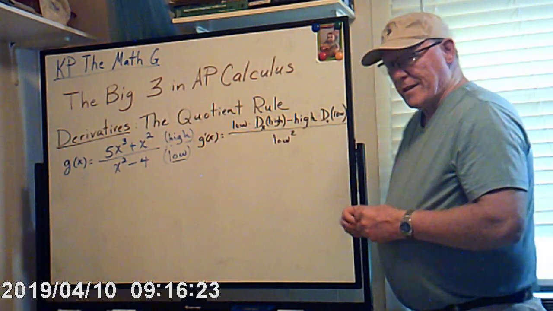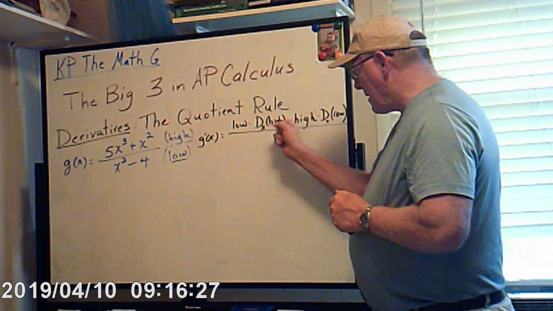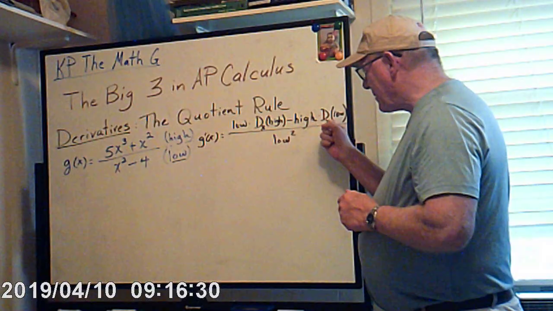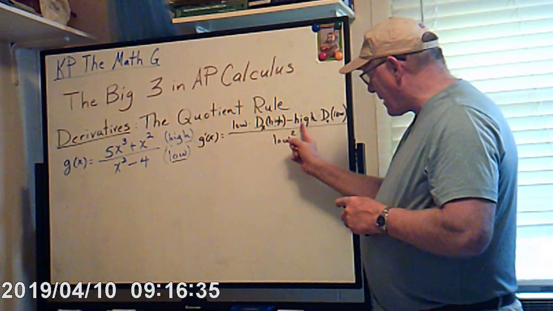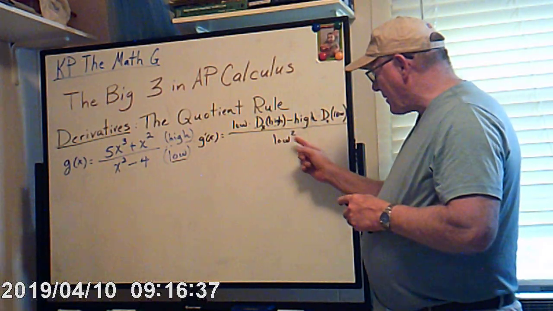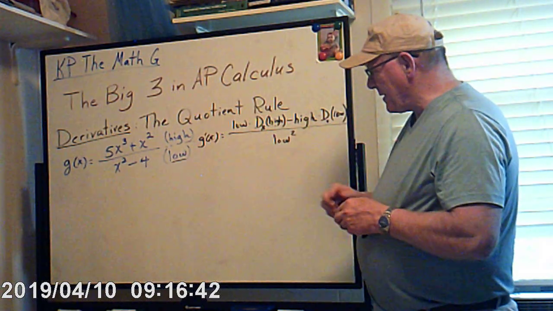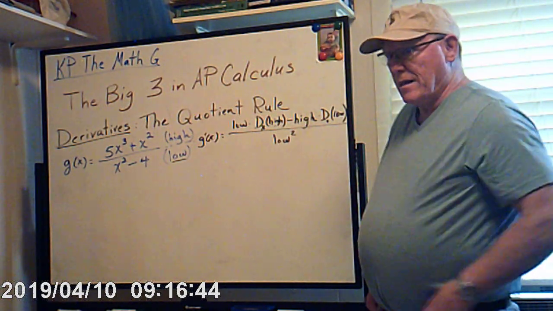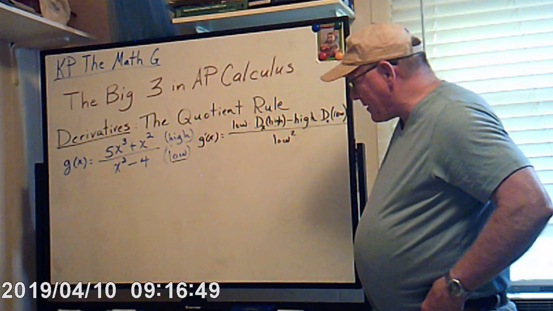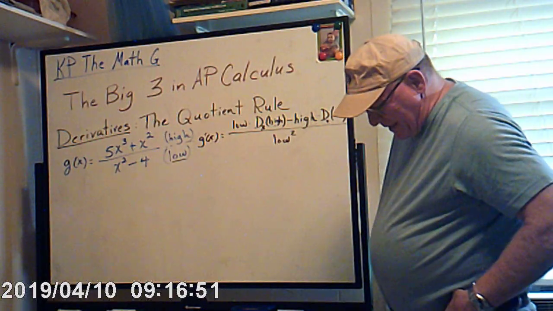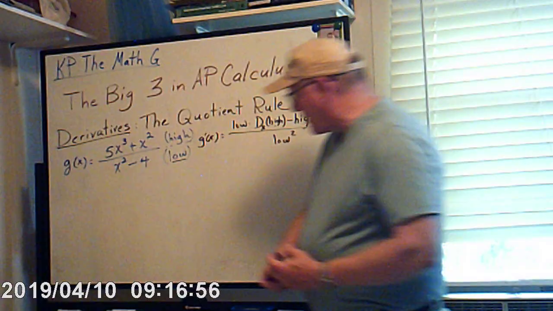So we say it this way to kind of help you understand it. Low d high minus high d low. You see what I'm talking about? Low d high minus high d low divided by low squared. So let's take a look at this, and I'm not going to expand anything too much. Let's see how this works. I'm probably going to have to flip this over. So let's go ahead and look at it.